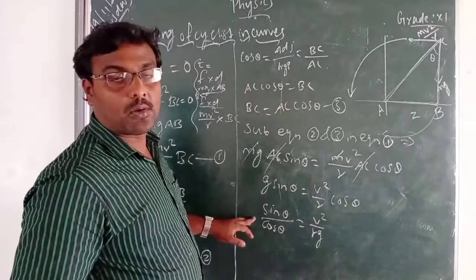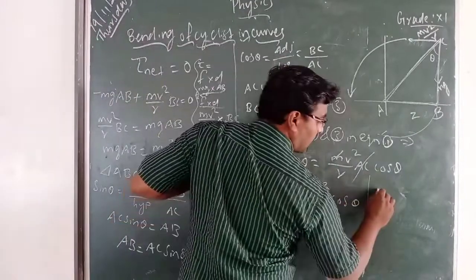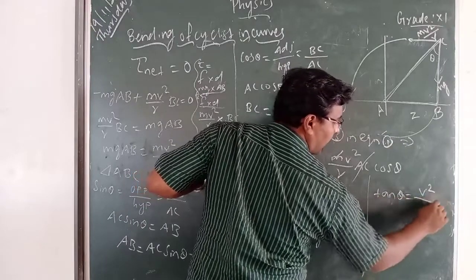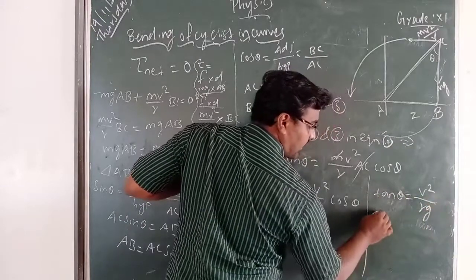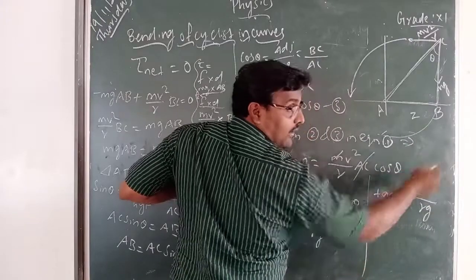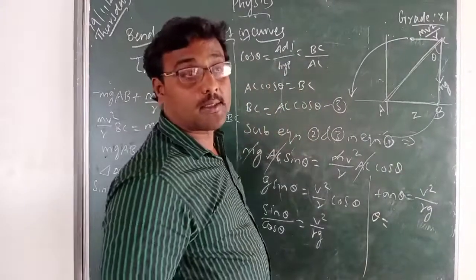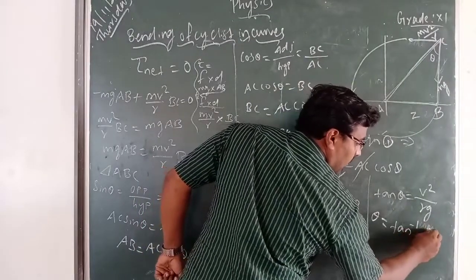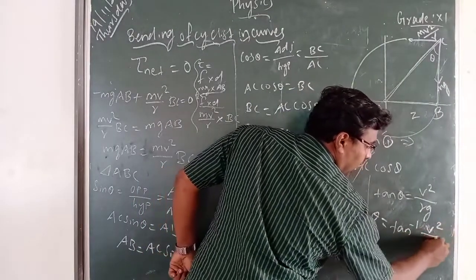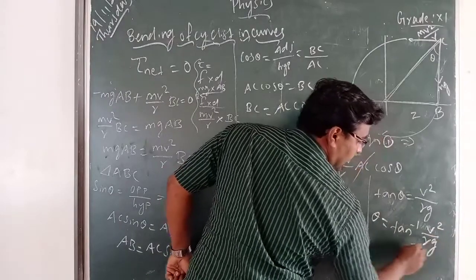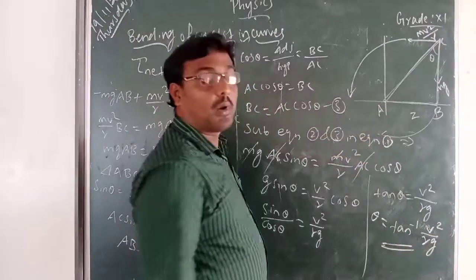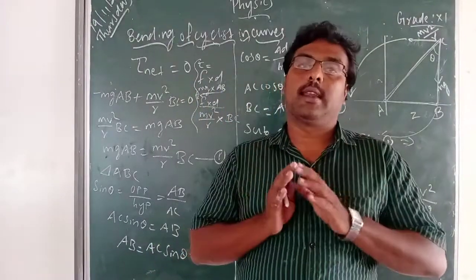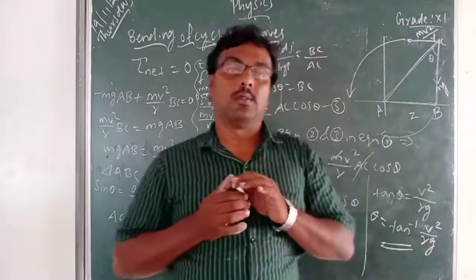What is sin theta by cos theta? Tan theta. So tan theta equals v square by rg. Theta equals what now? This tan will go to that side, so it changes to tan inverse of v square by rg. This is the formula to find the angle for the cyclist to bend on curves.